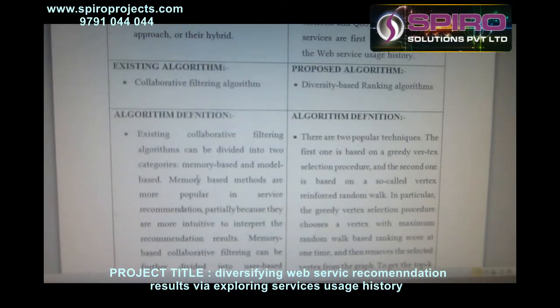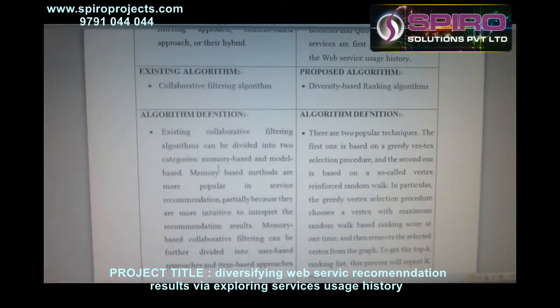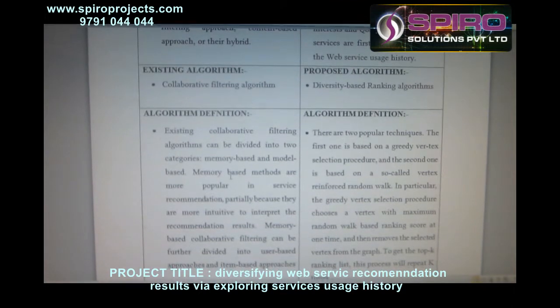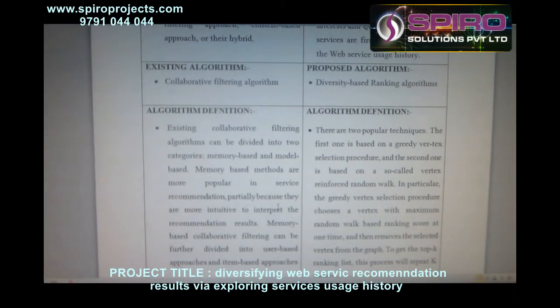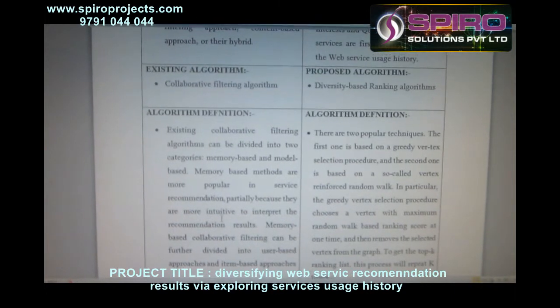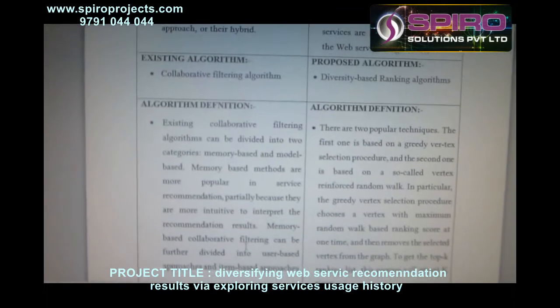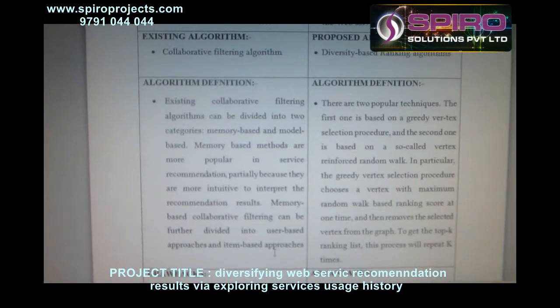Algorithm definition: existing collaborative filtering algorithms can be divided into two types. One is memory based and the other one is model based. Memory based methods are more popular in service recommendation, partially because they are more intuitive for interpreting the recommendation results. Memory based collaborative filtering can be further divided into user based and item based approaches.